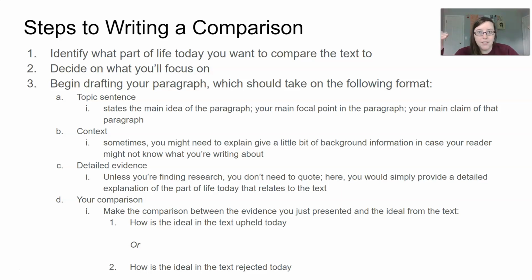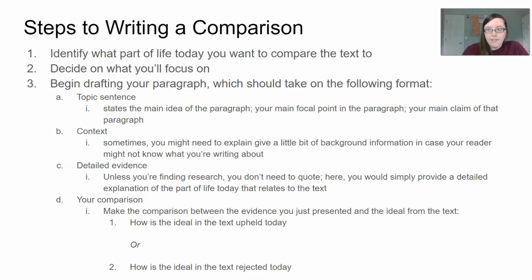You write a topic sentence, that's the main idea of your paragraph. Give some context. If you don't know if your reader is going to understand the narrow focus that you're looking at, then maybe you need to explain it a little bit. Sometimes you might have to provide a definition, or you might have to explain a company or a political structure or something like that so that your reader understands, and that's perfectly fine.